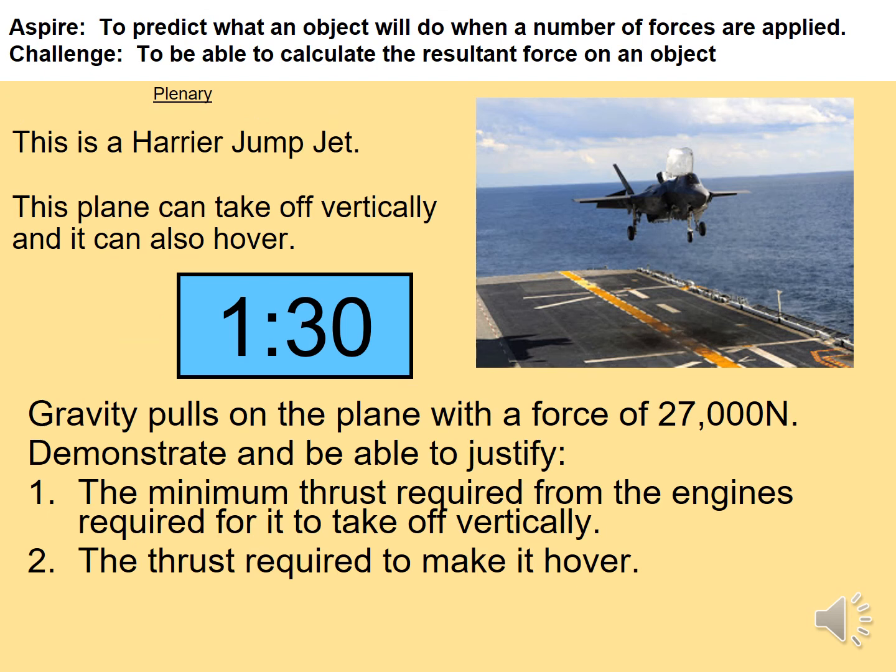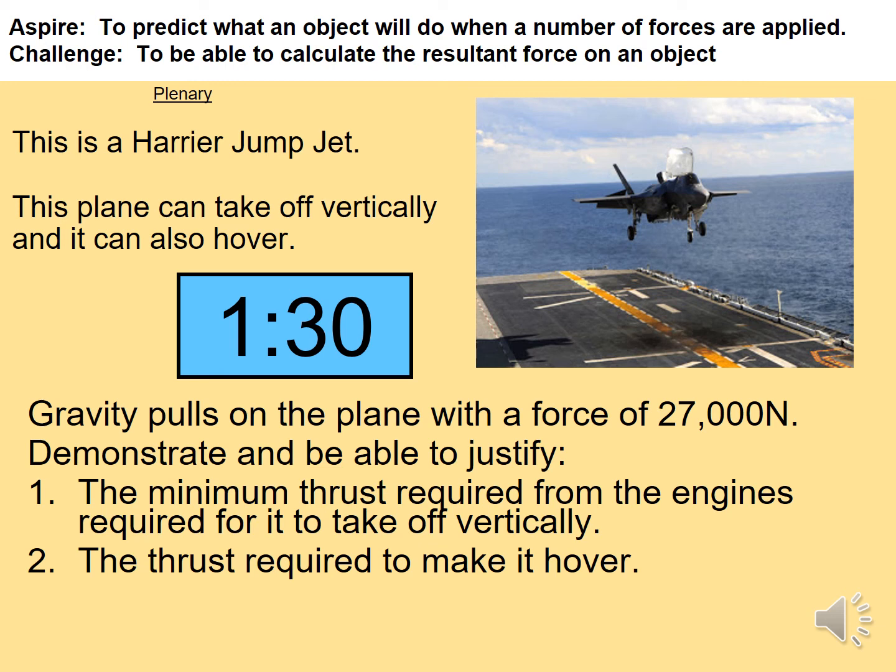So welcome to our plenary. This is a Harrier jump jet, something you'll find in a museum these days, although there is a newer version of it being produced now. This plane was clever because it could take off and land vertically. It was also capable of hovering. So I've got some simple questions for you down at the bottom of the page.